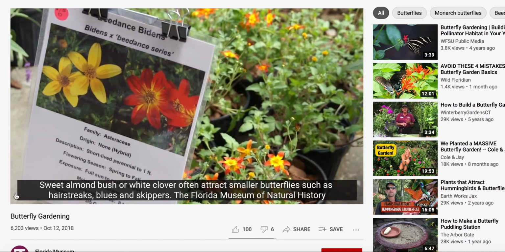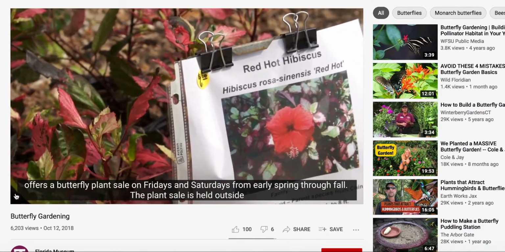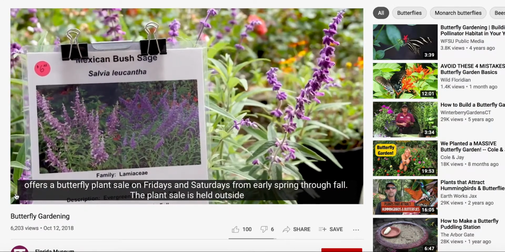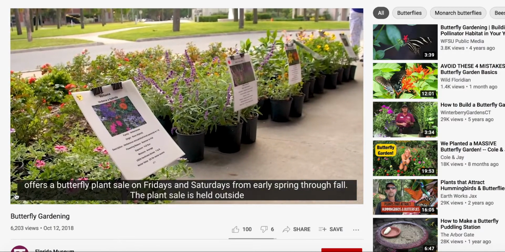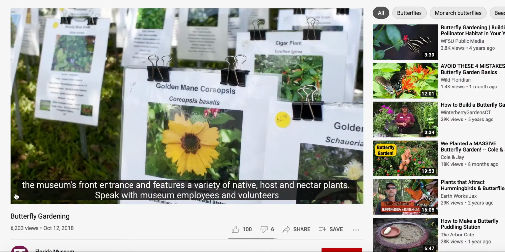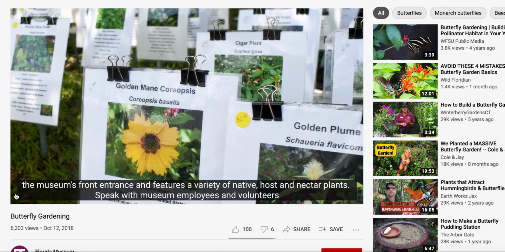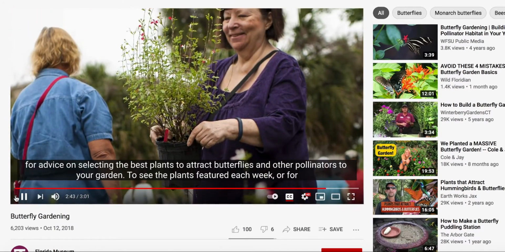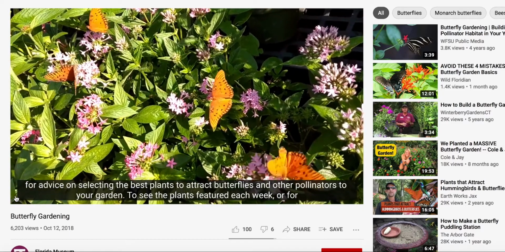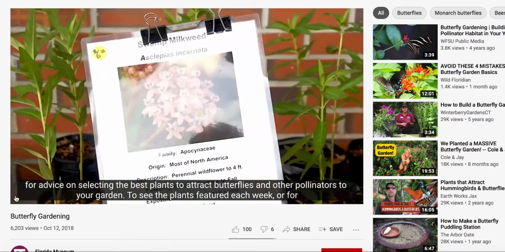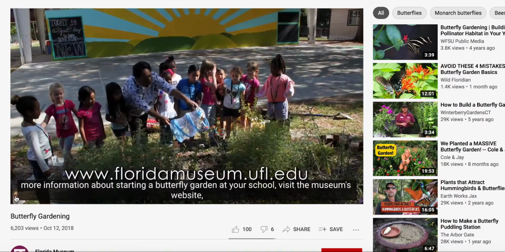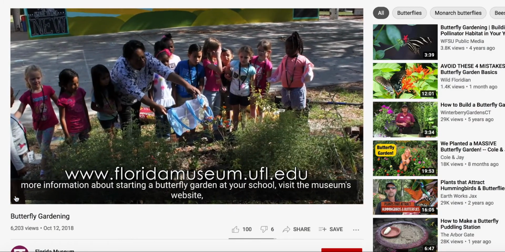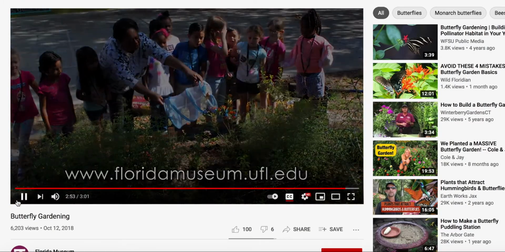The Florida Museum of Natural History offers a butterfly plant sale on Fridays and Saturdays, from early spring through fall. The plant sale is held outside the museum's front entrance and features a variety of native, host, and nectar plants. Speak with museum employees and volunteers for advice on selecting the best plants to attract butterflies and other pollinators to your garden. To see the plants featured each week, or for more information about starting a butterfly garden at your school, visit the museum's website.